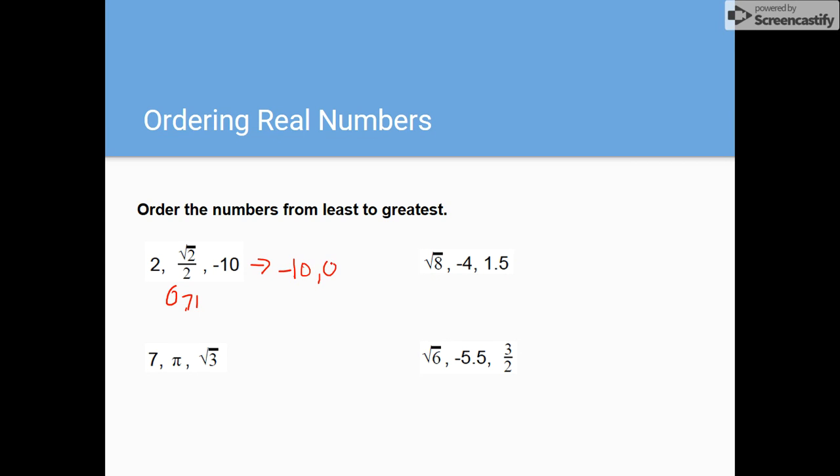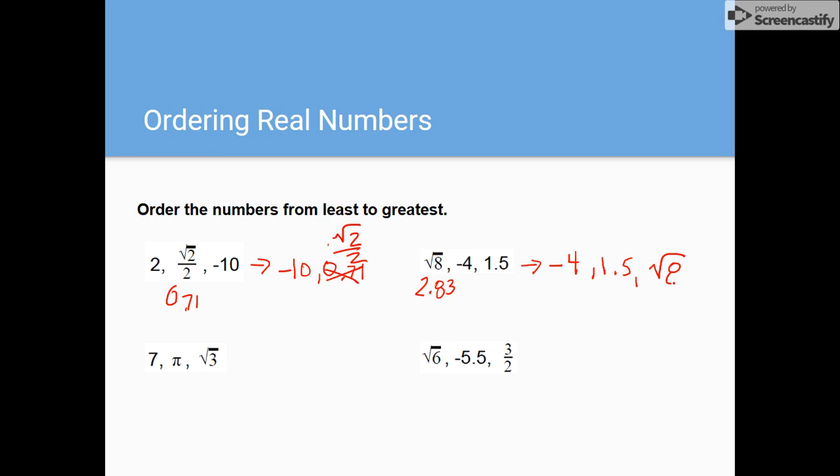And 0.71. How about over here? I'm going to find the square root of 8, and that is 2.83. I'm rounding to 2 decimal places. I've got -4, I don't have to do anything, and 1.5, I don't have to do anything. Well, least to greatest, remember negatives, you got to keep them in mind. -4, then 1.5 is definitely less than the square root of 8. Oops, I blew it over here. I should have done square root of 2 over 2. I apologize. And square root of 8.